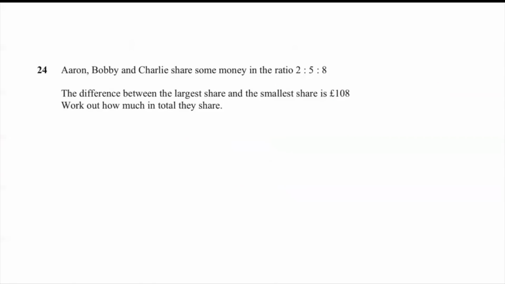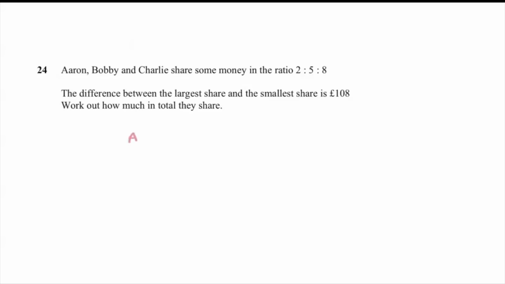Okay, so Aaron, Bobby, and Charlie are sharing money in the ratio of 2 to 5 to 8. We don't know how much. That's actually the problem. But we are told that the difference between the largest share and the smallest is 108. First thing I want to do is get this coded up.